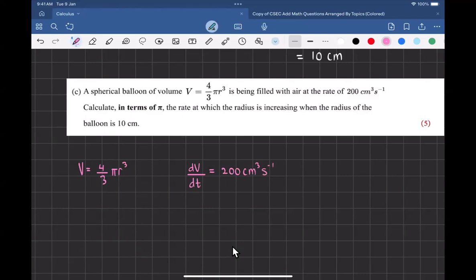Calculate in terms of pi the rate at which the radius is increasing when the radius of the balloon is 10 centimeters. So, Aliyah, what do they want us to find? The rate of change. The rate at which the radius is increasing. Yeah, and wait, give me a second. Okay.